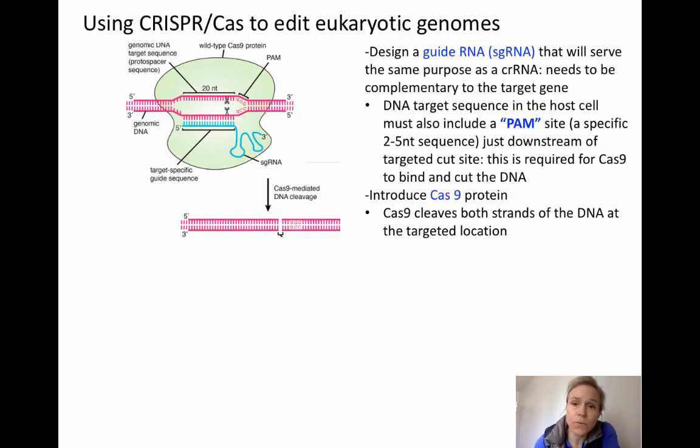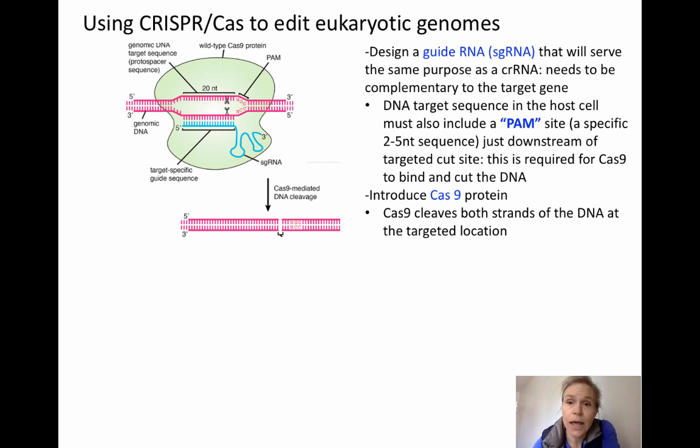All right, so now the way this works is very, very similar to the way that it works natively in bacteria, but the main difference is that you as a scientist are designing the sequence that you're targeting. So let's say you want to have a mutation in a very particular region of the genome.